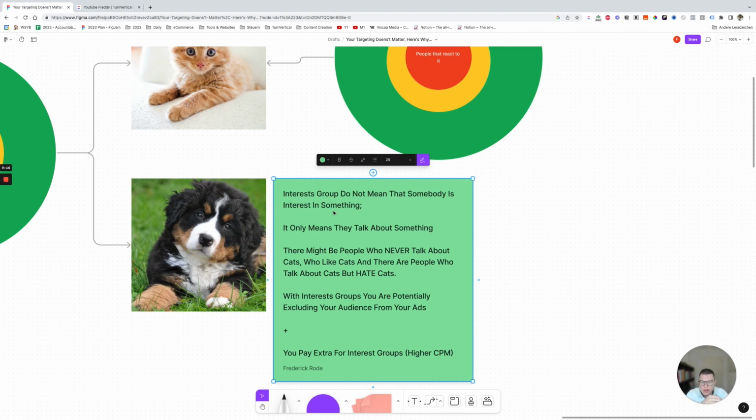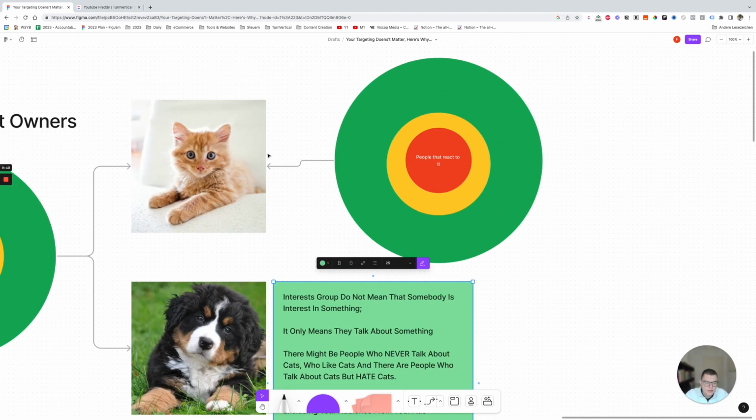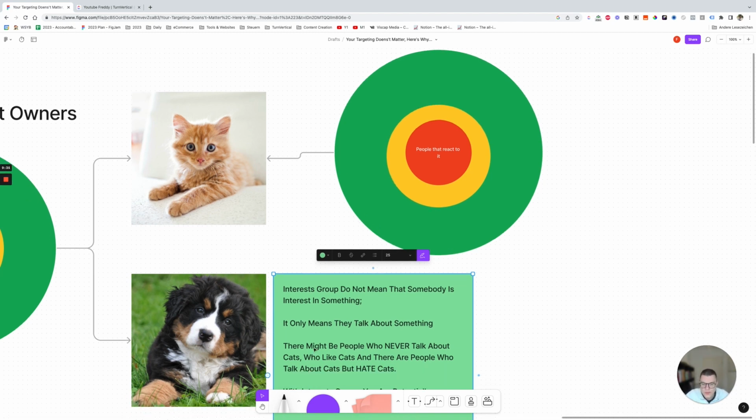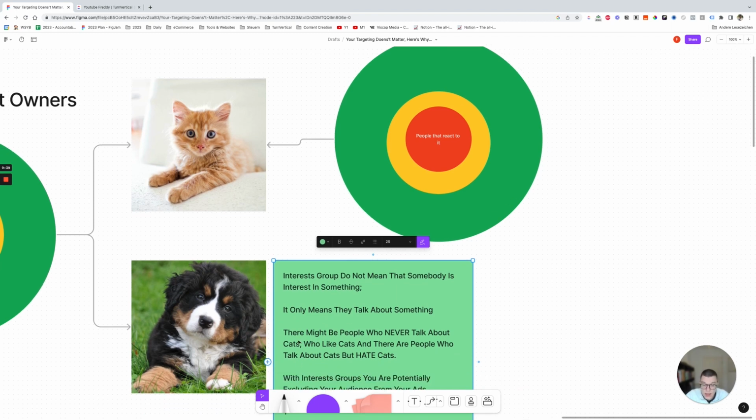This is super relevant, right? Maybe cat owners would be a bad example, so let's say cat people. Maybe there are people commenting, I hate cats. And then Facebook would think, oh, they're interested in cats because they talk about cats. But that's definitely not true. People who comment, I hate cats, are definitely not interested in cats, right? So that's the first flaw in the audience targeting system. And then also, there are people who talk about cats who hate cats, and there might be people who never talk about cats who like cats, right?